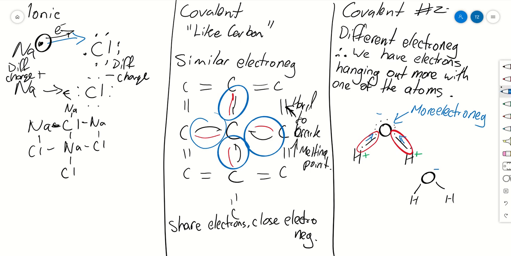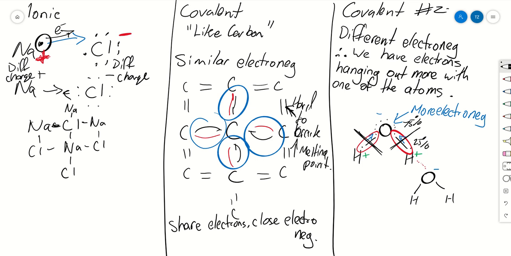Remember, our oxygen is going to be slightly negative, and because of that, they're going to be slightly electrostatically charged. It's not going to be the big charge where I've lost everything from here, so I'm fully positive, and this one's fully negative with a full electron. Instead of my electron being 50/50 in the middle, it might be like 75% over at oxygen and 25% here. So I've got a little bit more charge, but not a full amount of charge in comparison.